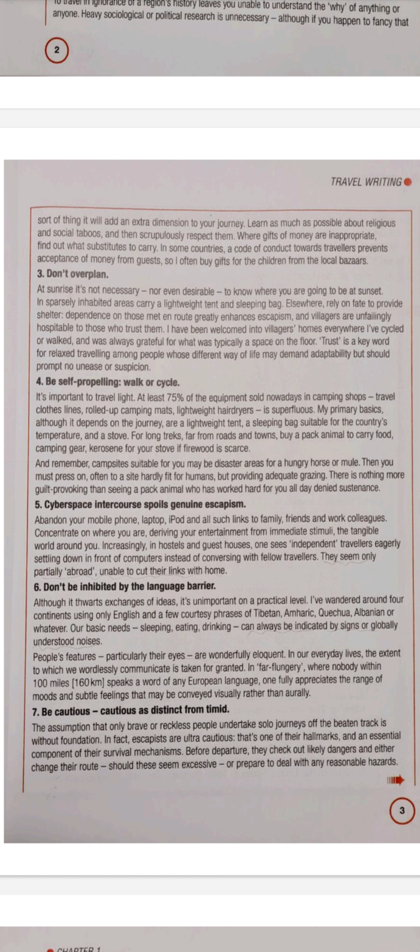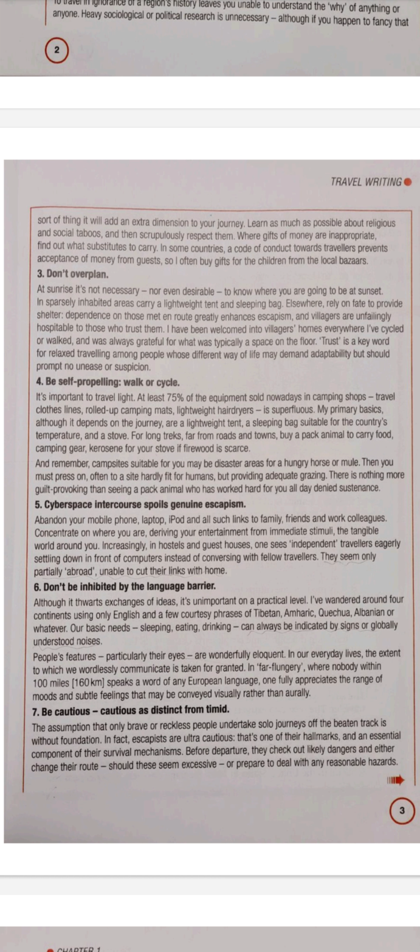Number 5, cyberspace intercourse spoils genuine escapism, spoils true escapism. Abandon your mobile phone, laptop, iPod, and all such links to family, friends, and work colleagues. Concentrate on where you are, deriving your entertainment from immediate stimuli, things that stimulate you right now, from the tangible world around you, the actual, touchable world around you.